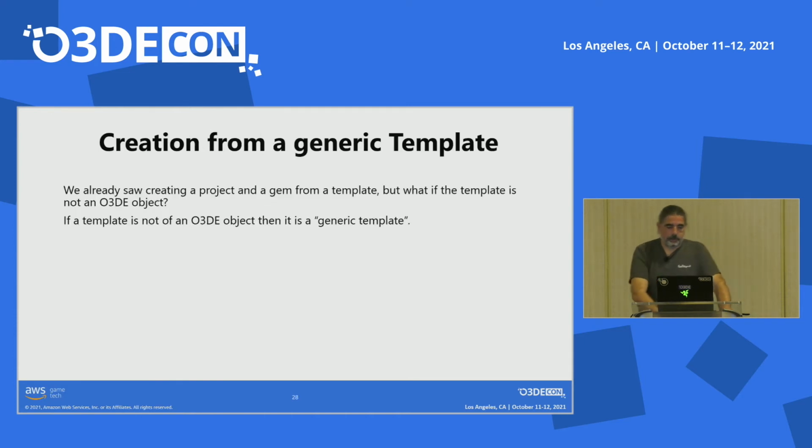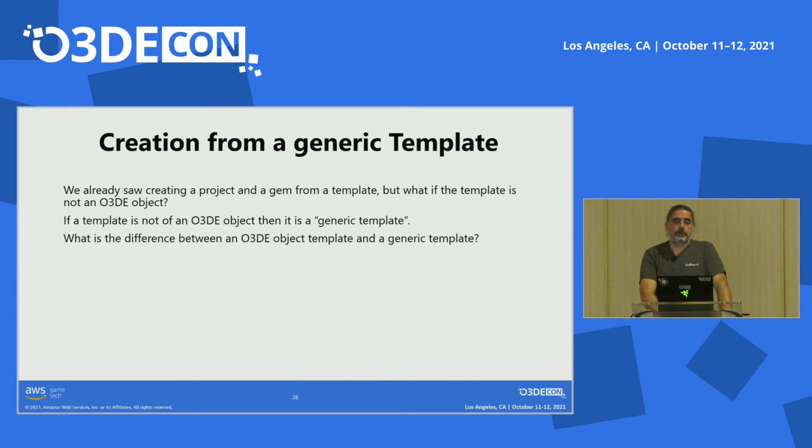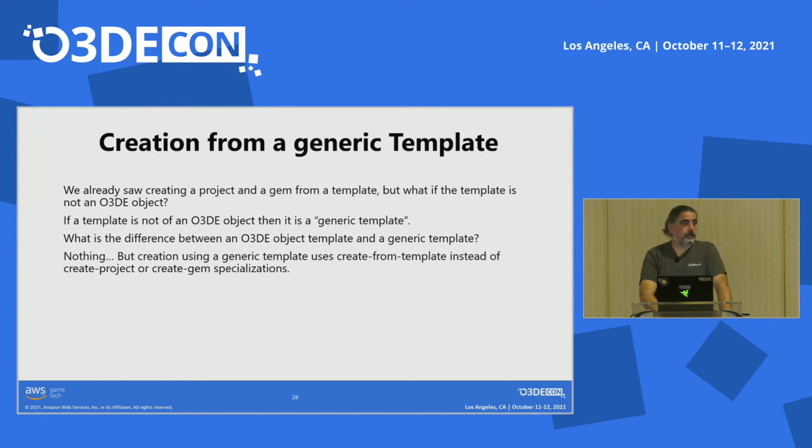All right, creation from a generic template. We already saw creation from templates like a project and a gem. So how do you do a non-O3D object? A generic template is any template that is not an O3D object. So what is the difference between an O3D object template and a generic template? Nothing, absolutely nothing. They're exactly the same. The only difference is on the creation side. We have specializations for creation that take care of a bunch of the automation process for us.